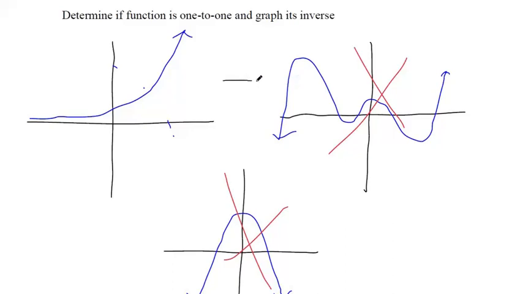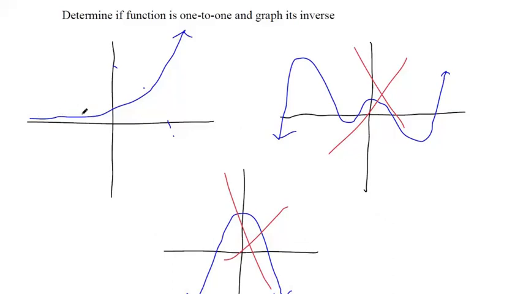If you draw a horizontal line, and if it crosses at two or more places, then your function is not one-to-one, and therefore it doesn't have an inverse. So that's why there's a red x on this blue line. The same thing with this one. Fails the horizontal line test. Therefore, it is not one-to-one, and it does not have an inverse.